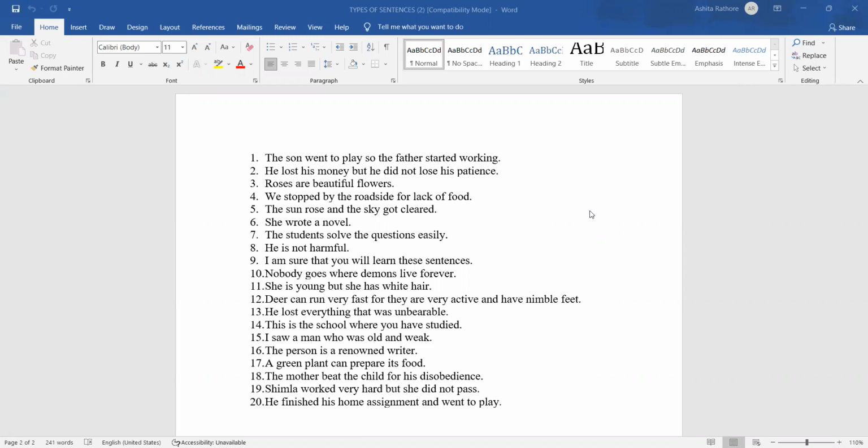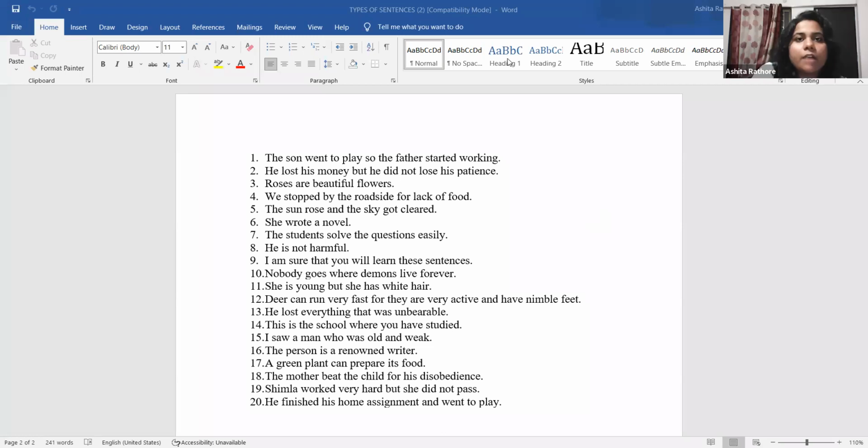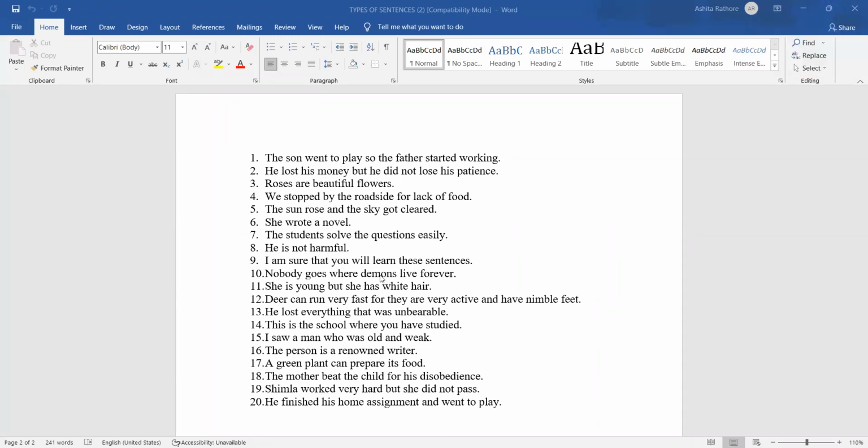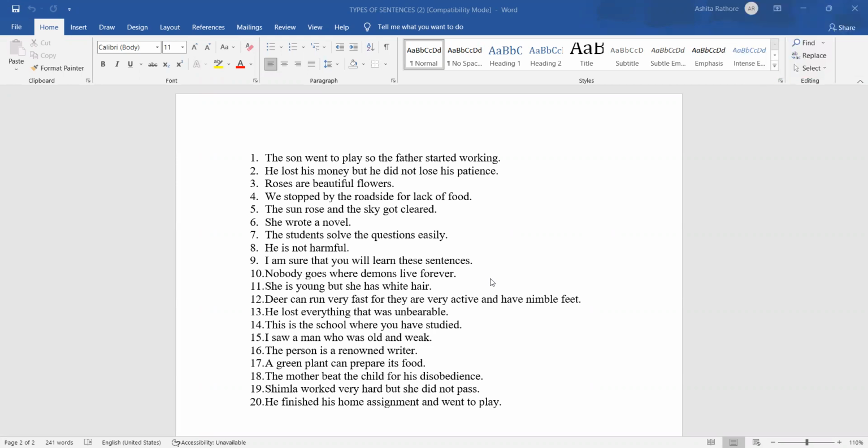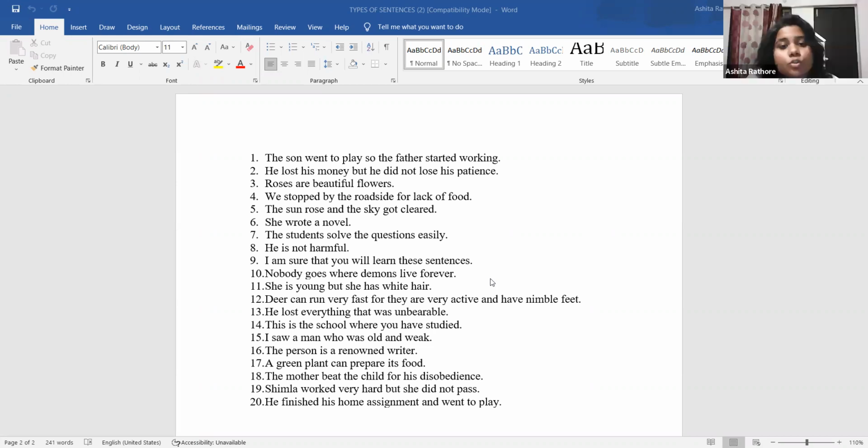Ashna, 10. Nobody goes where demons live forever. तुम्हारी आवाज ऑडिबल नहीं है बेटा. I think it's a compound sentence. Okay. Why? No, I think it's simple. सोचो.